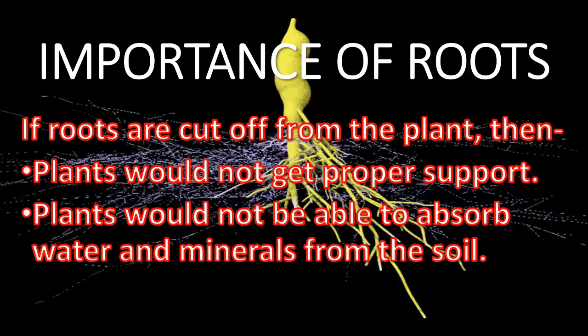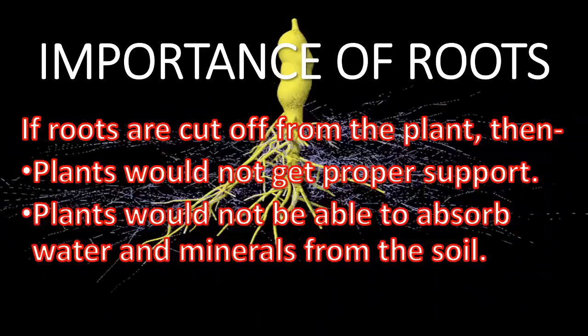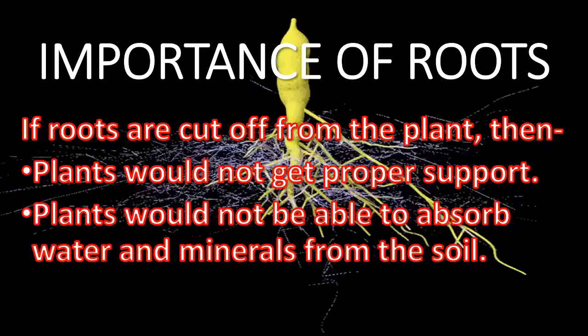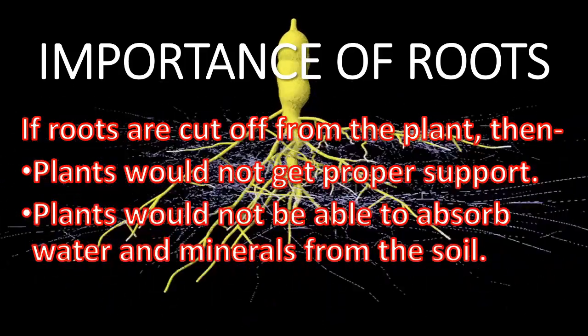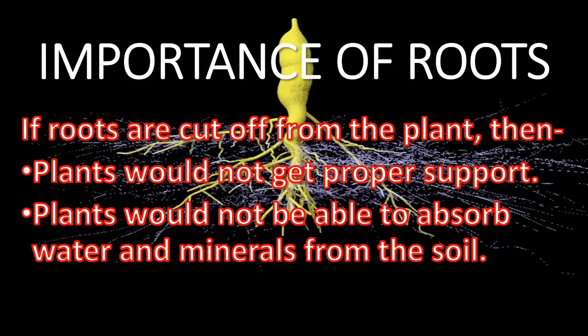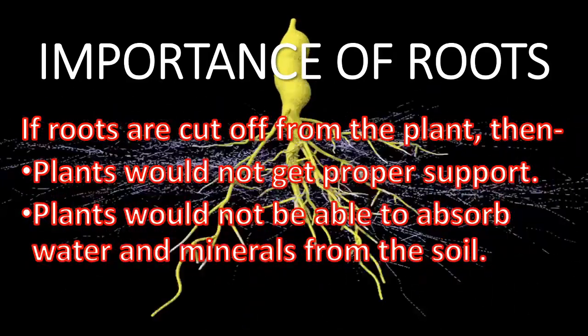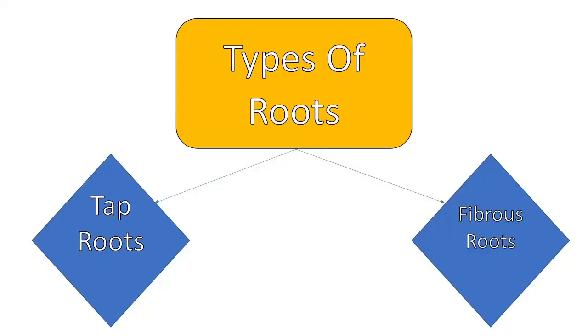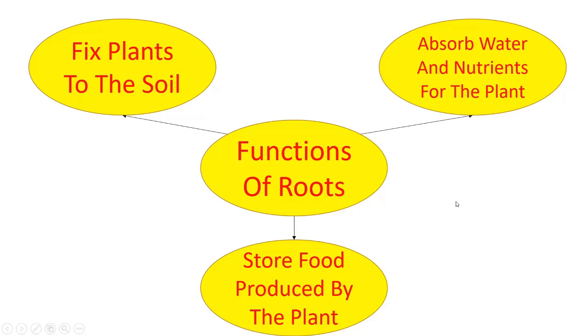You already know that roots absorb water and minerals from the soil. If roots would be cut off, plants would not get their required nutrition. So, now you tell me, can plants survive without roots? No, they can't. So, there are two types of roots, tap roots and fibrous roots. And functions of roots are to fix plants to the soil, to absorb water and nutrients for the plant, and to store food produced by the plant.